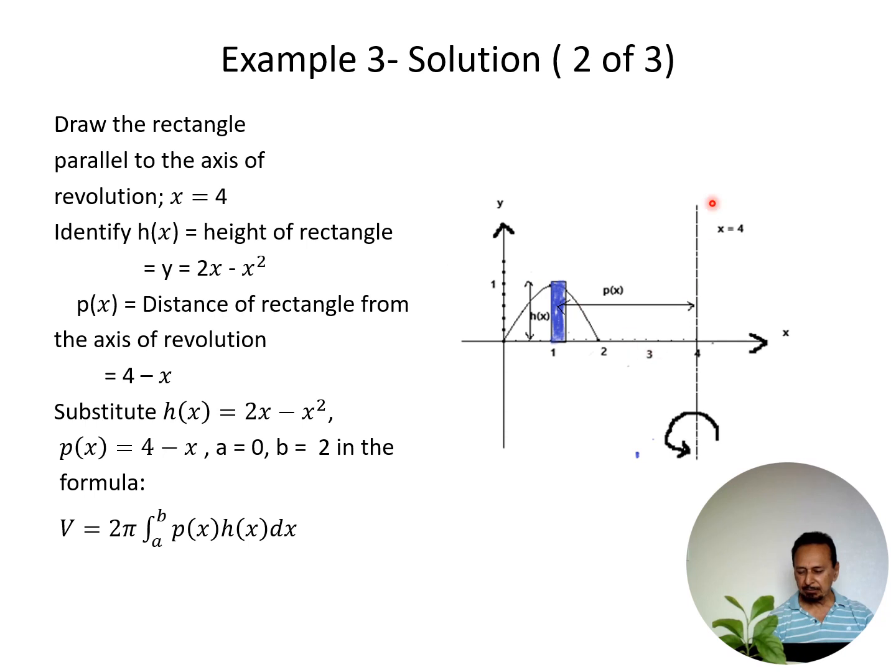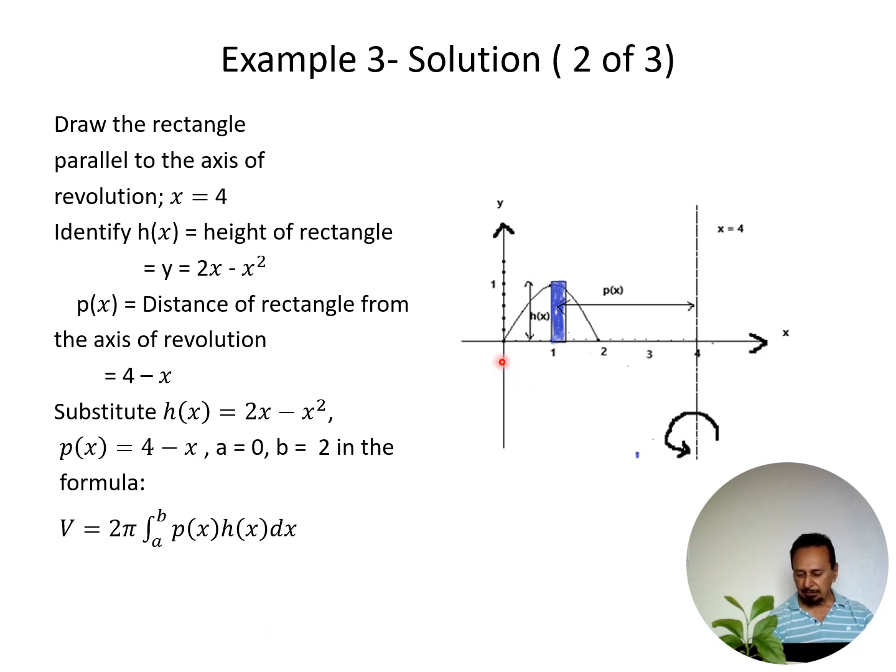So since the axis of revolution is vertical, we're going to draw a rectangle in the plane region parallel to the axis of revolution, x equals 4. Now the height is y, and y is the equation of this boundary, which is 2x minus x squared. So that's the height of the rectangle, h of x. And p of x is the distance from here to here, which is 4, minus the distance from the y-axis to this rectangle, which is x. So p of x is 4 minus x.